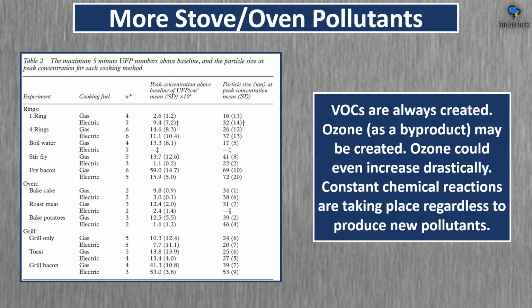More stove oven pollutants. Volatile organic compounds are always created. Ozone as a byproduct may be created. Ozone could even increase drastically. Constant chemical reactions are taking place regardless to produce new pollutants. So it's something to be aware of, that when you're cooking, there's constant chemical reactions and a bunch of different things can show up on your air quality monitors. This is why we use ionizers in the kitchen.